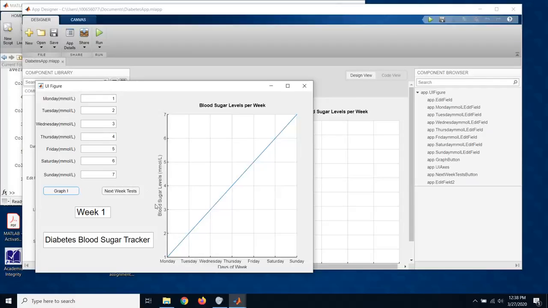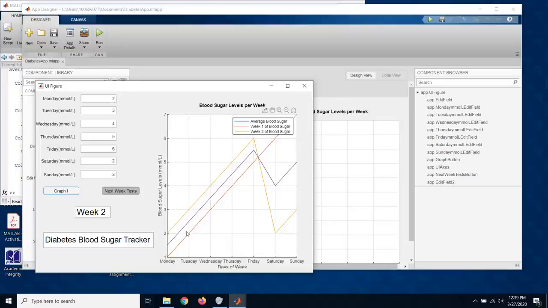So then when you want to go to next week's test, you click this button right here, next week test, and to confirm it's on next week, this changes to week 2. So then you can put in your week 2 test results. So let's say 2, 3, 4, 5, 6, 2, 3, just random numbers, and click the graph button again. And then as you can see here, there's a legend. Week 1 would be the orange line, week 2 would be the yellow line, and the average blood sugar would be this purple line. So in this case, it plots both week one and week two, as you can see by the two lines, and then also plots the purple line, which is the average of the two.